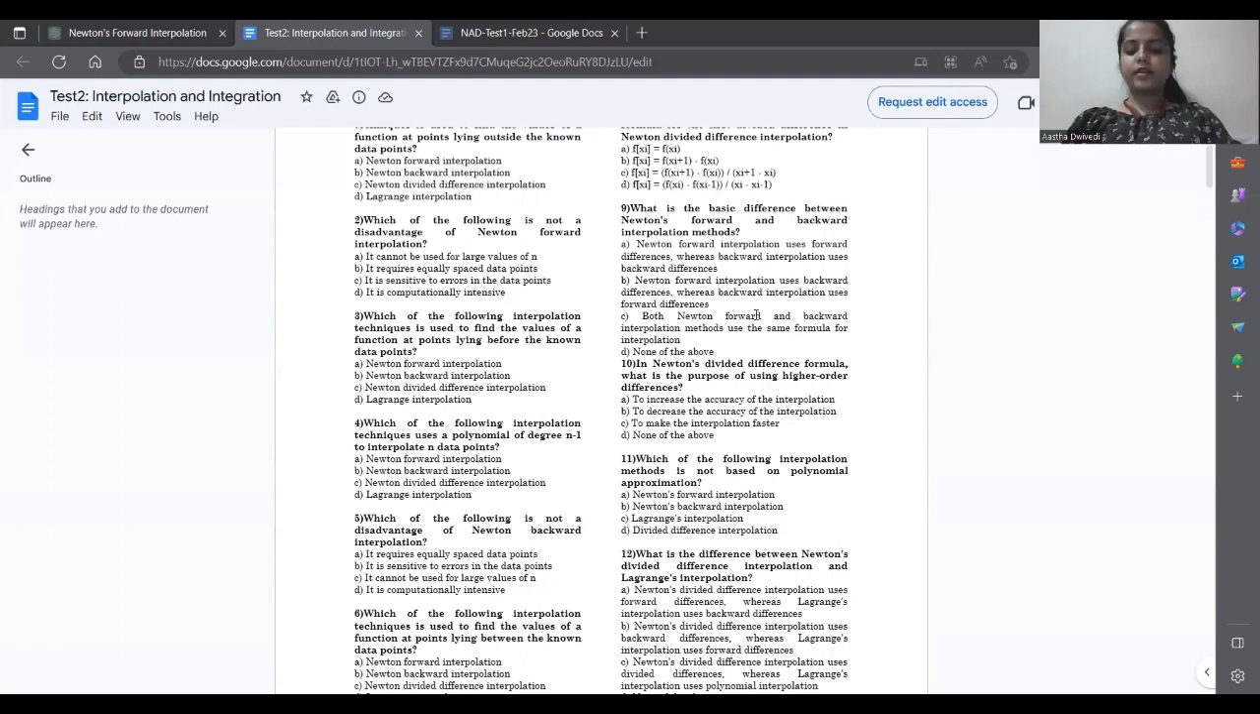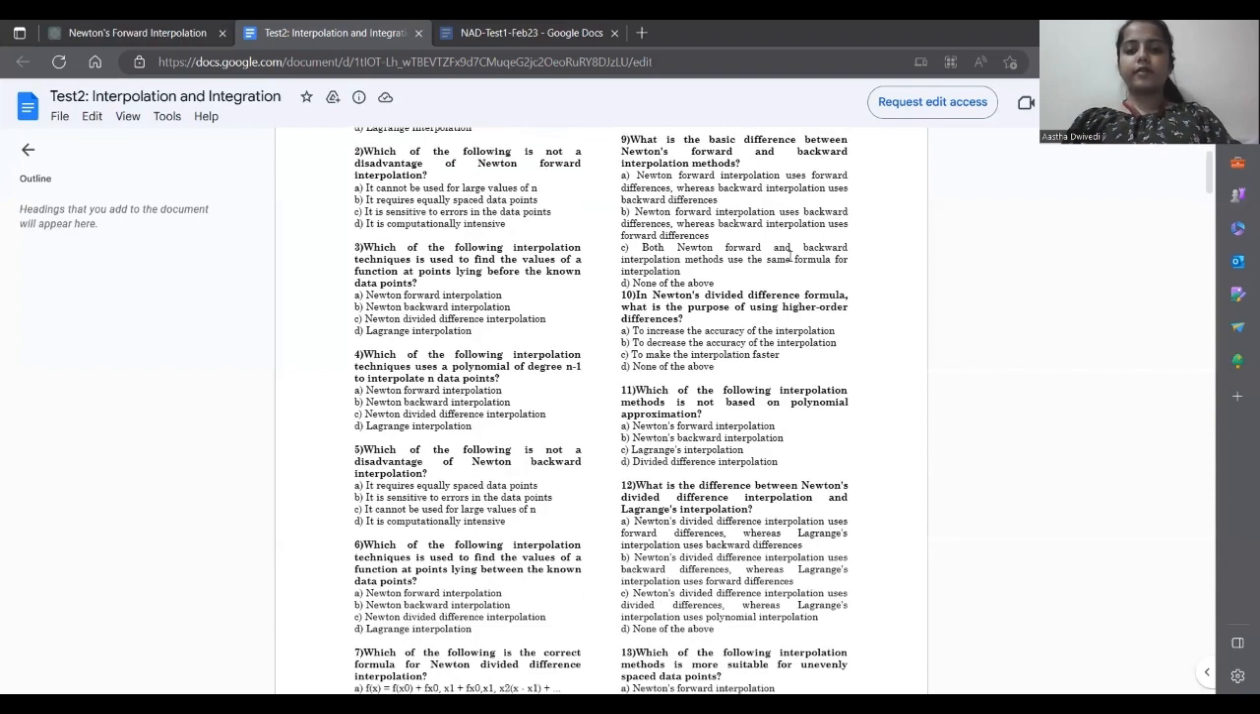What is the basic difference between Newton forward and Newton backward interpolation? Newton forward interpolation uses forward differences, whereas backward interpolation uses backward differences. Newton forward interpolation uses backward differences, whereas backward interpolation uses forward differences. Both Newton forward and backward interpolation method uses same formula for interpolation. None of these. The correct answer for this question is A. Newton forward interpolation obviously will use forward differences, whereas backward interpolation will use backward differences.